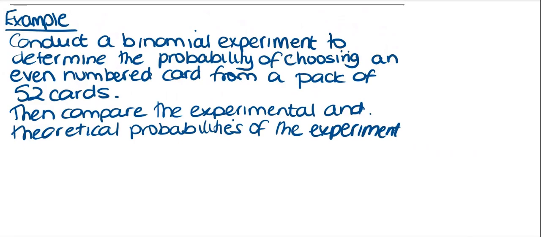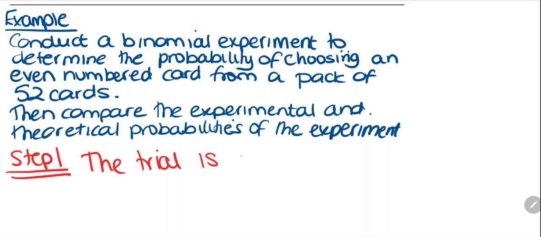Okay, so our example: conduct a binomial experiment to determine the probability of choosing an even numbered card from a pack of 52 cards. Then compare the experimental and theoretical probabilities of the experiment. So we're going to follow the steps that we discussed earlier. So step 1, the trial.